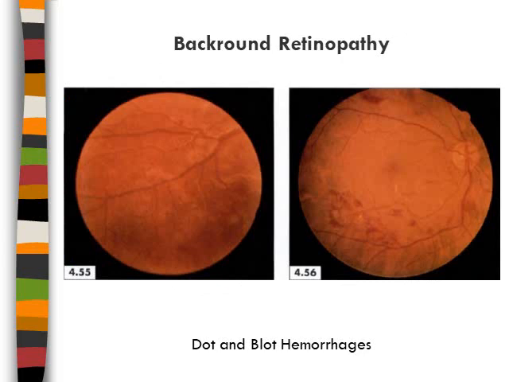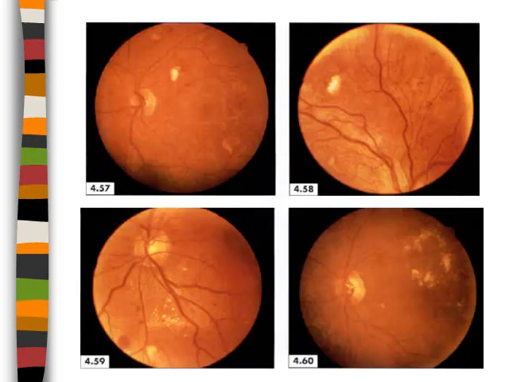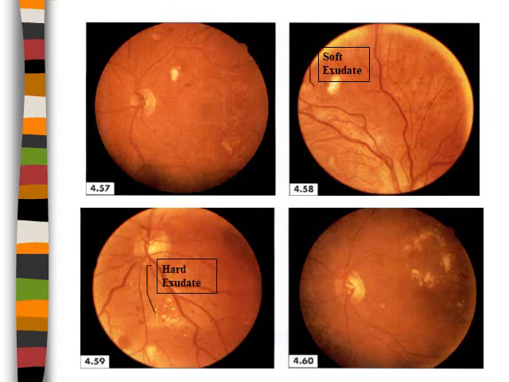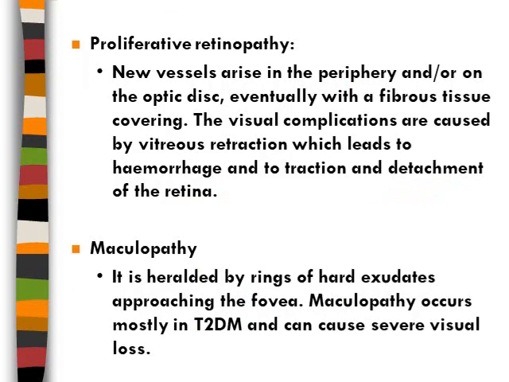As you can see here, that is a picture of the retina of a person with background retinopathy, and here you can also see other pictures. Soft exudates are appreciated, and here you can also appreciate hard exudates. They are actually the retinal ischemic or retinal infarctive changes.